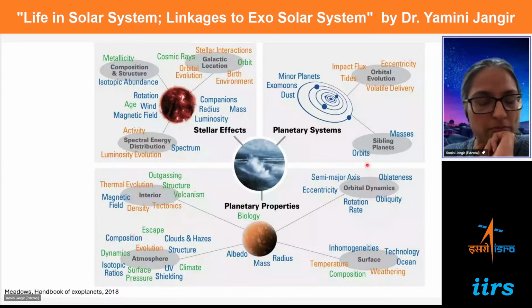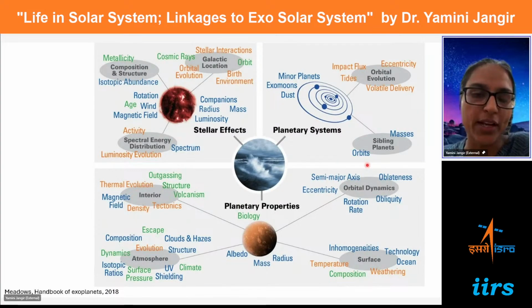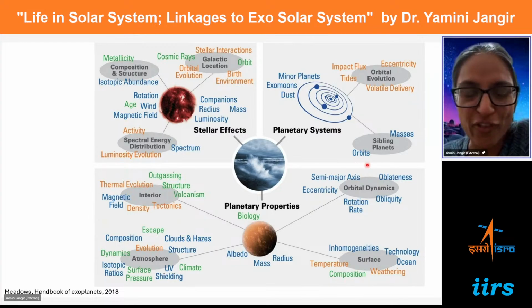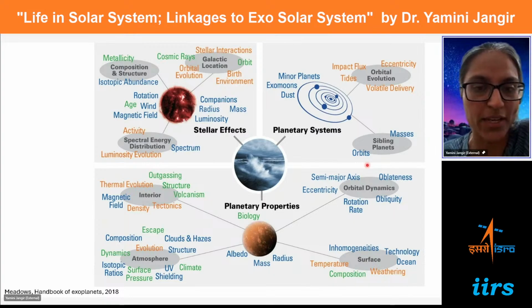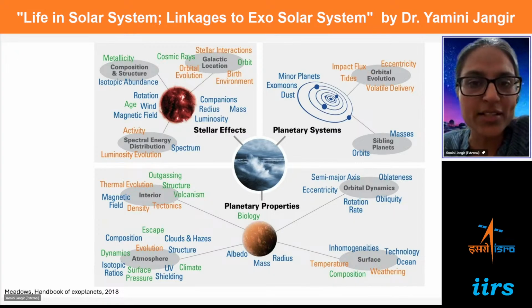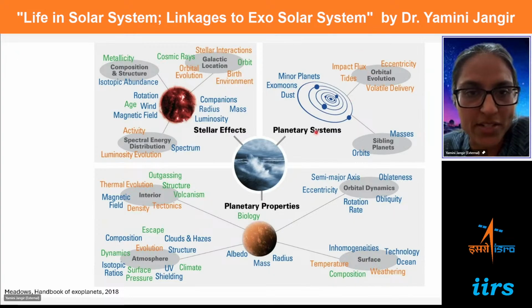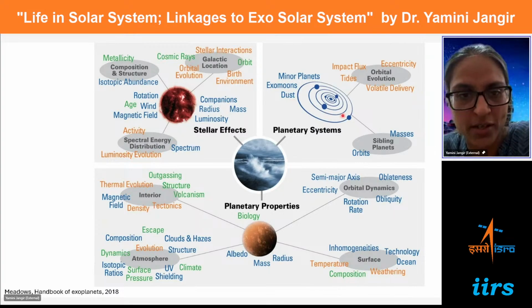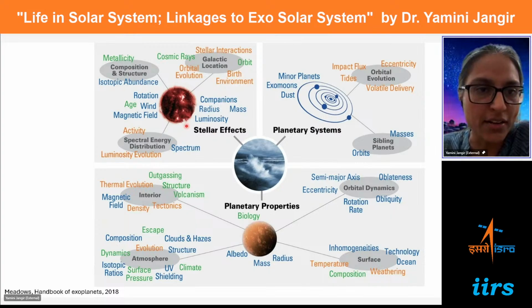But to understand or even speculate whether this exoplanet may be habitable, there are various questions to be answered, right? So whether it is a minor planetary system, does it have exomoons? Will there be dust storms on this planet? What kind of atmosphere is there? Whether there are any stellar effects.